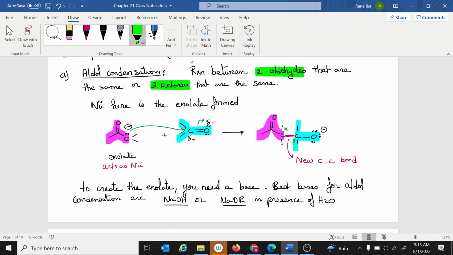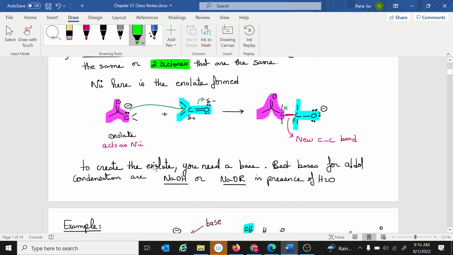The idea here is we're going to form the enolate from one aldehyde and then use another aldehyde and react it with that enolate in order to get our product. So always you create the enolate. The reaction goes in a basic medium. The best base for the aldol condensation is sodium hydroxide. You're going to see it a lot. And the solvent is water.